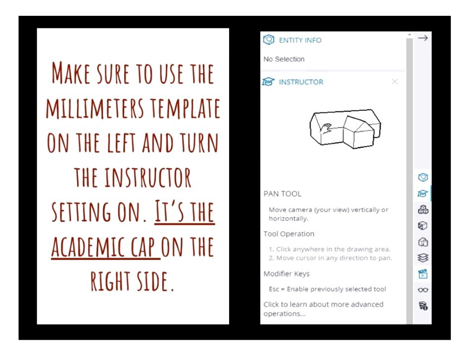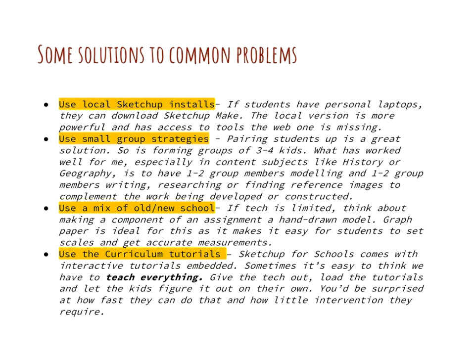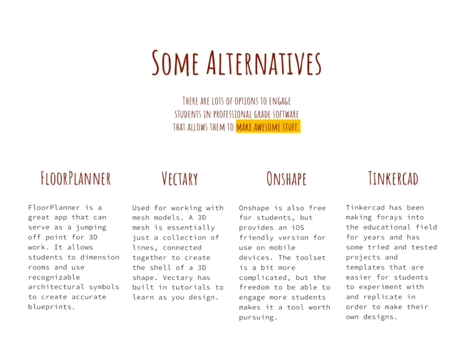So make sure that you're using millimeters. Turn on the application cap or the academic cap. That's the instructor. It's going to give you some live feedback while you're working. We're not going to talk about obstacles. Use local SketchUp installs. You can use old school and new school. Small group strategies, great way to kind of troubleshoot if you have less devices in your class. Make sure you're using the curriculum tutorials. That's super important. It saves time for you, makes it easier for kids to use.